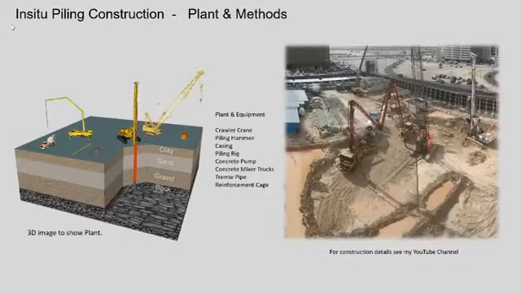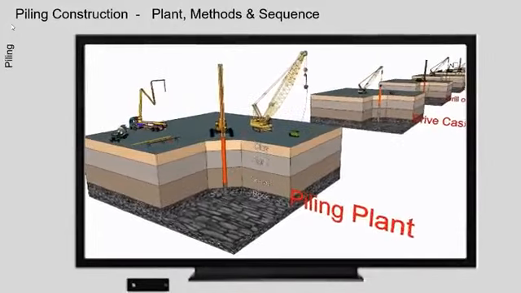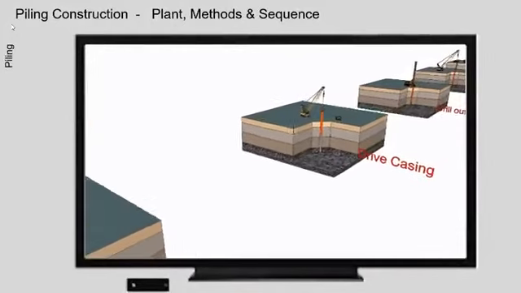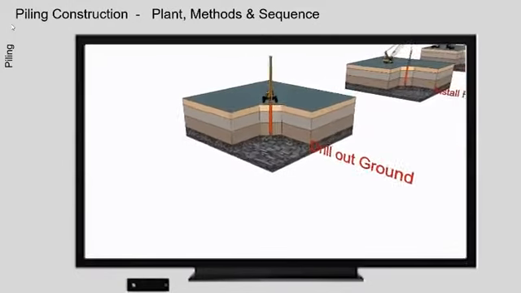Piling. In situ concrete piles. Plant and equipment: crawler crane, piling hammer, steel casing, piling rig, concrete pump, concrete mixer trucks, tremie pipe. Shown is the work sequence.